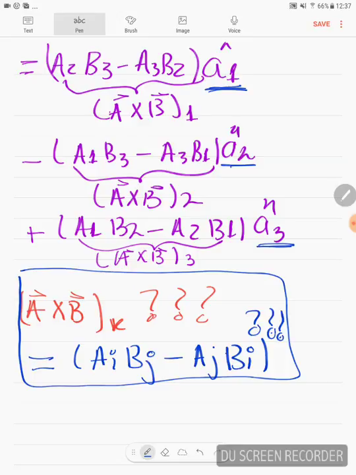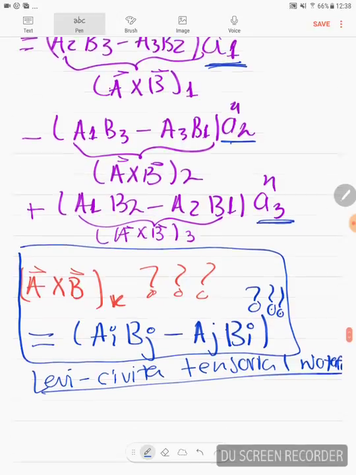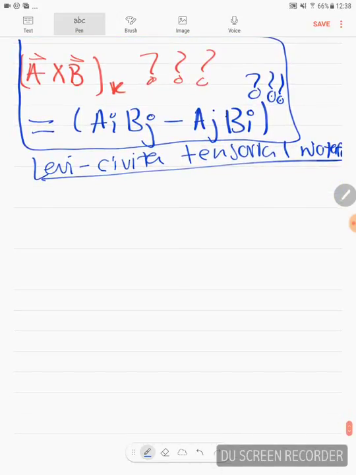So for such a purpose, we will use something called the Levi-Civita tensor notation. I don't remember the spelling of this, so please just check it up yourself. I actually think that's how it's spelled, but I might be wrong as always. So then we're going to do this.